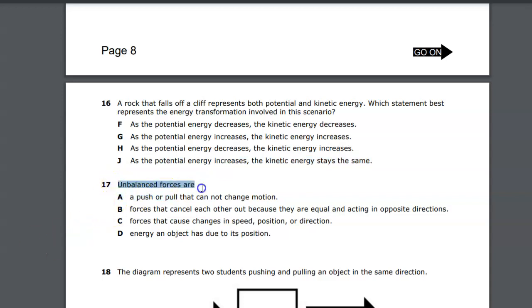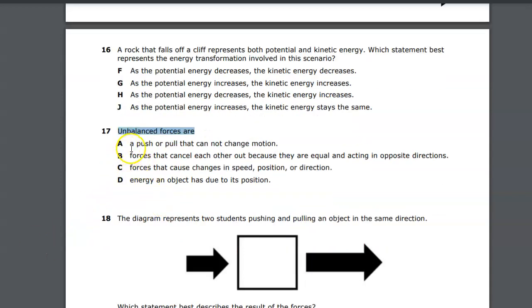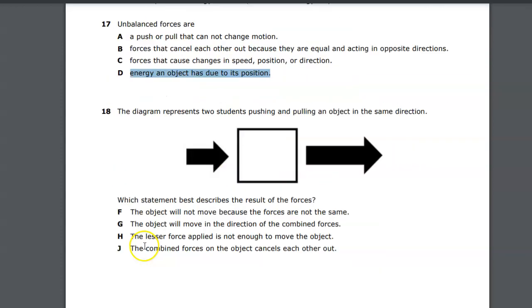Number 17, unbalanced forces. What is the definition? Is it A, a push or a pull that cannot change motion? B, forces that cancel each other out because they are equal and acting in opposite directions? C, forces that cause change in speed, position, or direction? Or D, energy an object has due to its position?